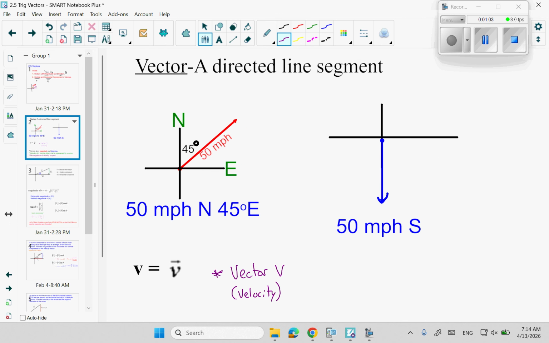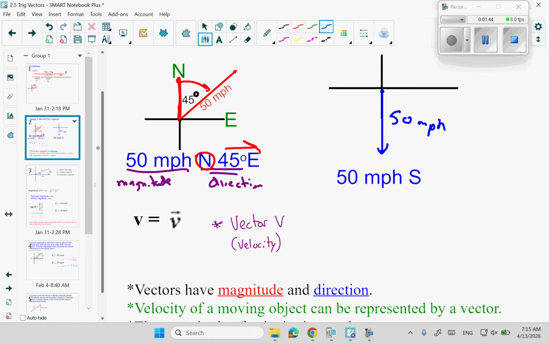A vector, again, is a directed line segment. So for example, here, 50 miles per hour would be the magnitude. And then here is our direction. It says north 45 degrees east. So remember, north is where I would start, and 45 east is the way it goes. So that's why the 45 is right there. Here we have 50 miles per hour south, so it just goes straight down with a magnitude of 50 miles per hour. Also with vectors, magnitudes are usually speeds.